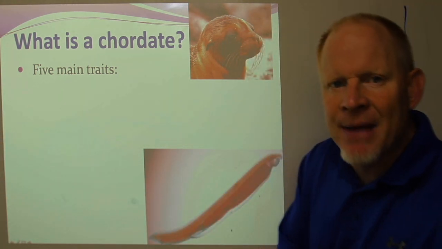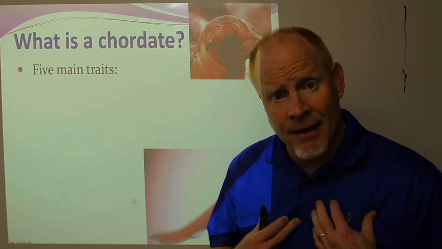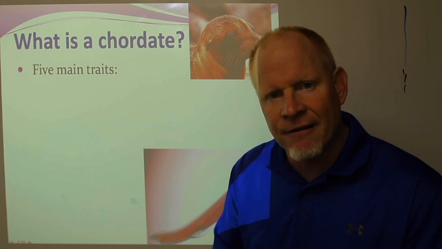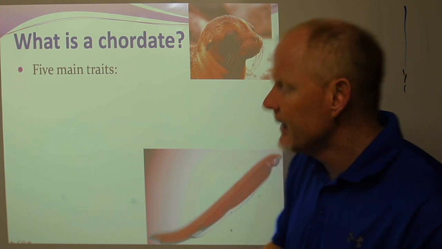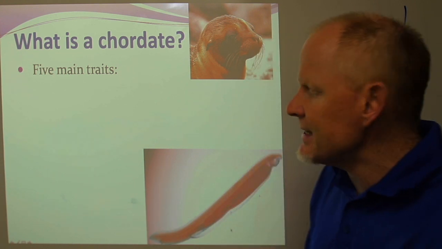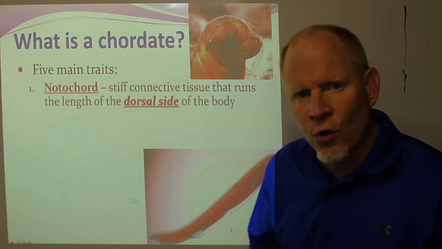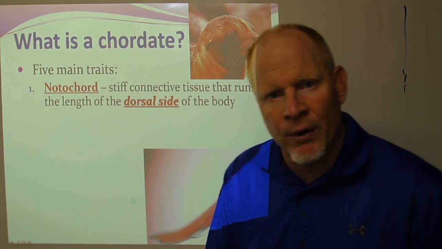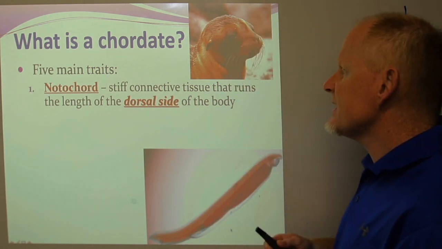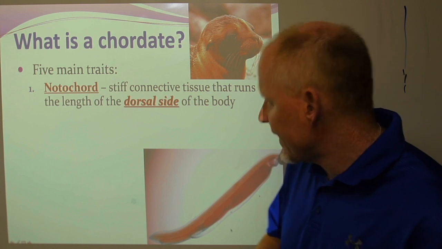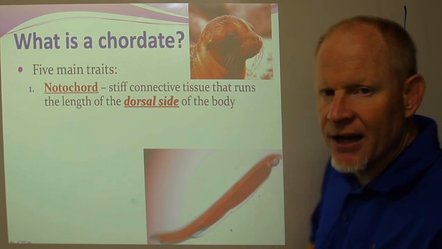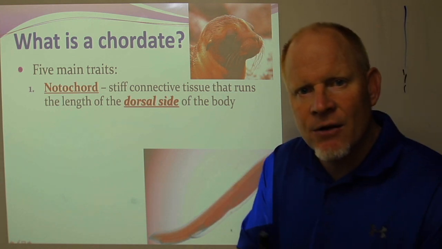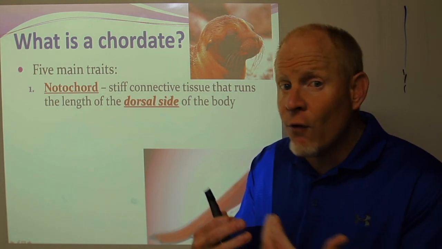There are 5 main traits, in my opinion, as a vertebrate biologist. I think your textbook talks about 4 of them. I added a 5th one because the 5th one's just as important. And these 5 main traits are, first, a notochord. So all chordates have a notochord. That's where chordate comes from, chord, right? The notochord. So this is a stiff connective tissue rod that runs the entire length of the dorsal side of the organism. The notochord is eventually replaced with vertebrae, but the notochord forms in all chordates.